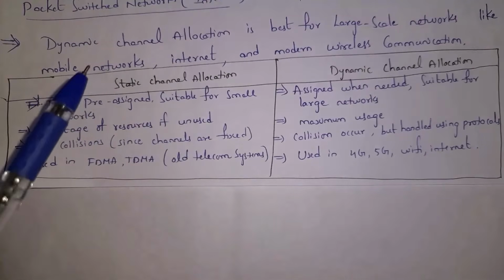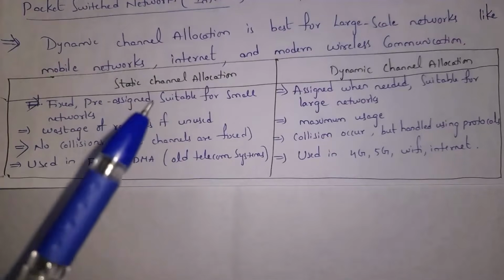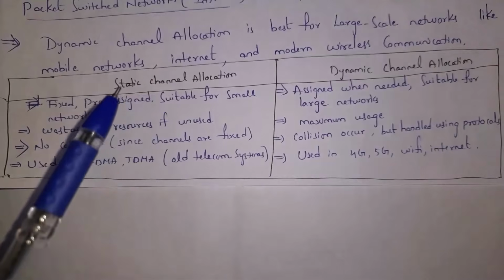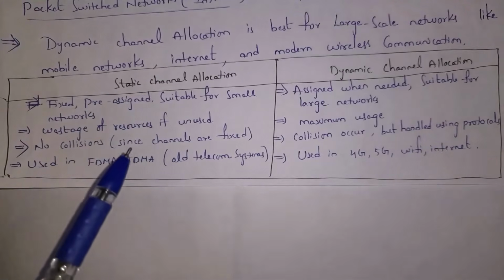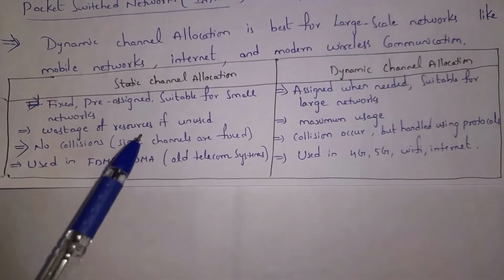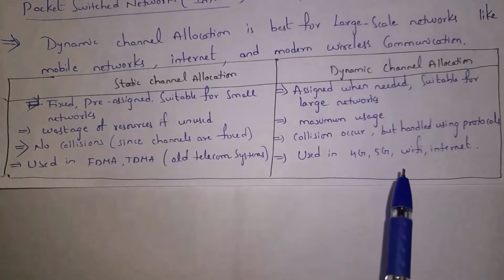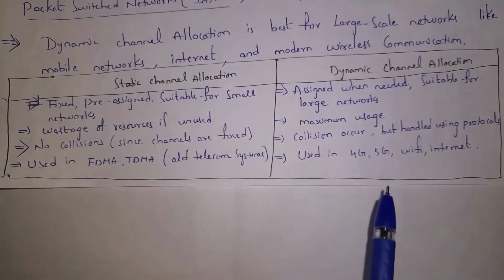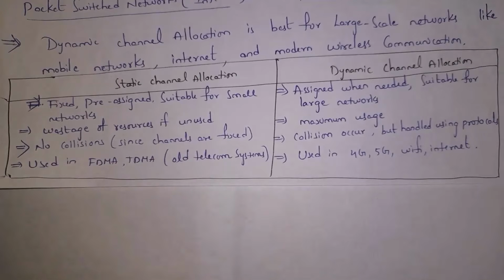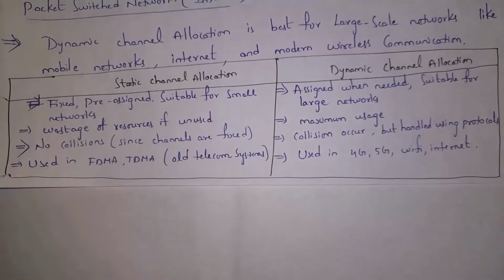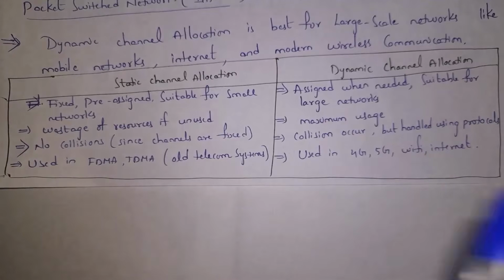In static channel allocation, as we are giving a fixed channel to each user, if the user doesn't use the channel, then bandwidth will be wasted. So resources are wasted if they are unused. In dynamic channel allocation, only whenever a device wants to communicate, only at that time we will give bandwidth. So there will not be any resource wastage. Collisions will not occur in static channel allocation. Whereas in dynamic channel allocation, collisions will occur, and these collisions can be handled by using various protocols.